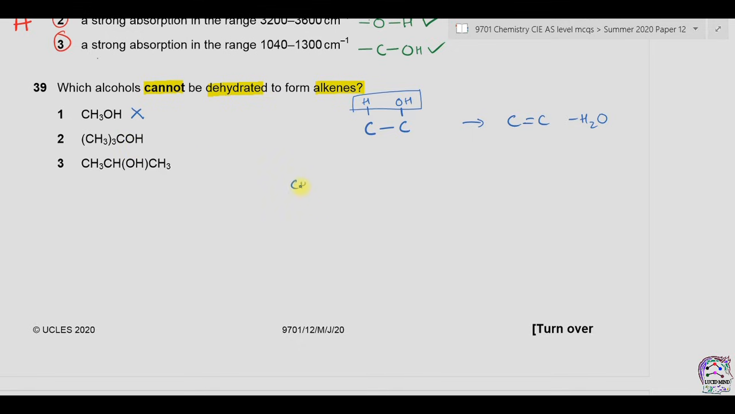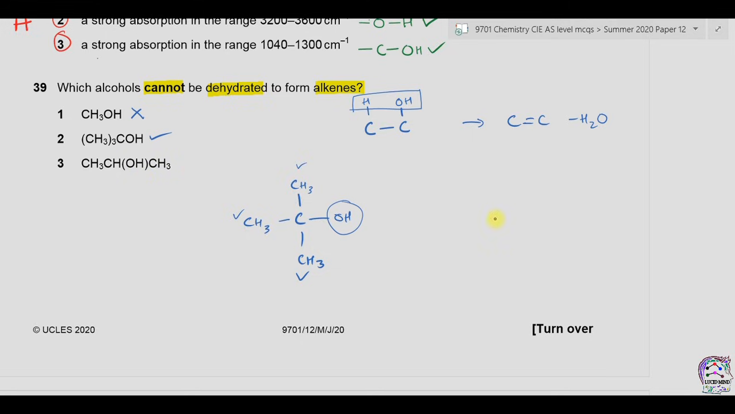We have CH3, CH3, CH3, OH. So OH group will be removed from this carbon and hydrogen can be removed from this carbon or this carbon or this carbon, and there could be a double bond between any of these. So therefore 2 is correct.